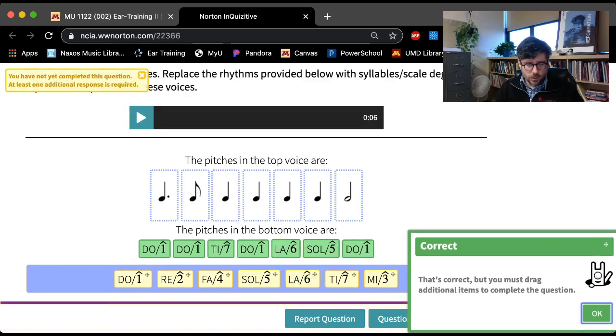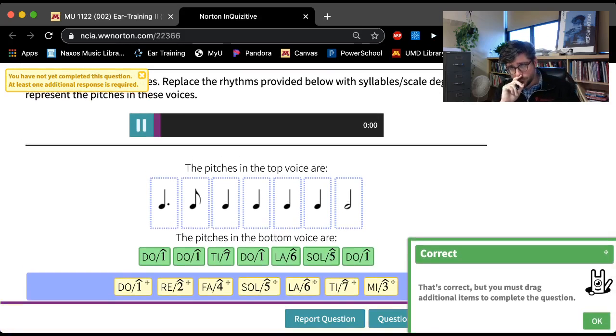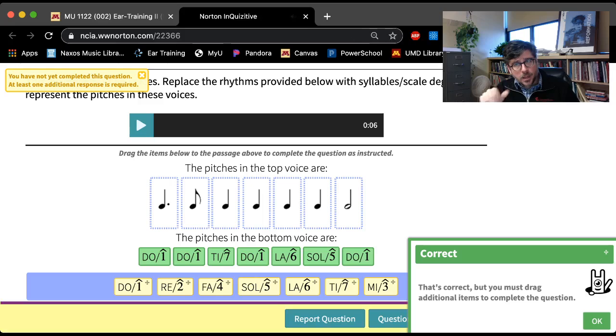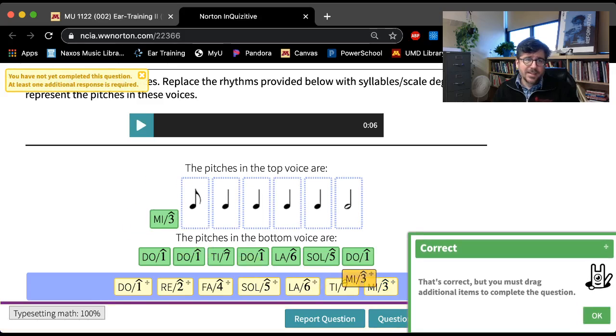For the top voice, do I start on do? Let's see. If do is here and my first pitch is here, I should be able to sing this to myself and figure out if I'm singing do or not. Do re mi. I think I'm starting on mi. Mi mi. And I think I end on mi.